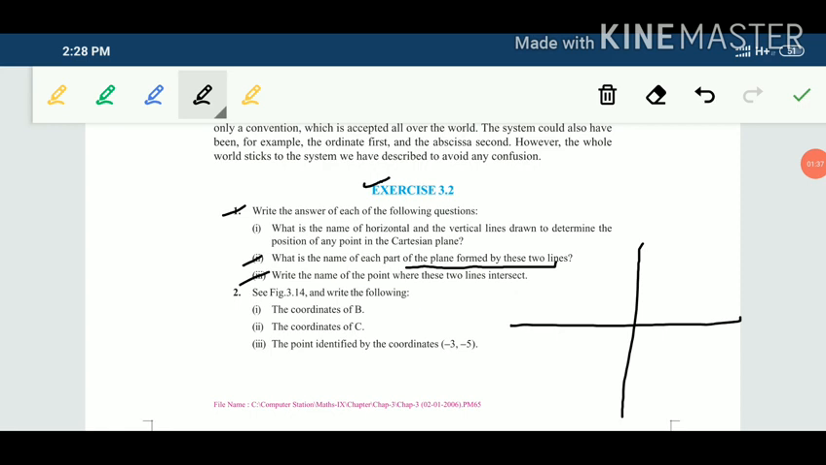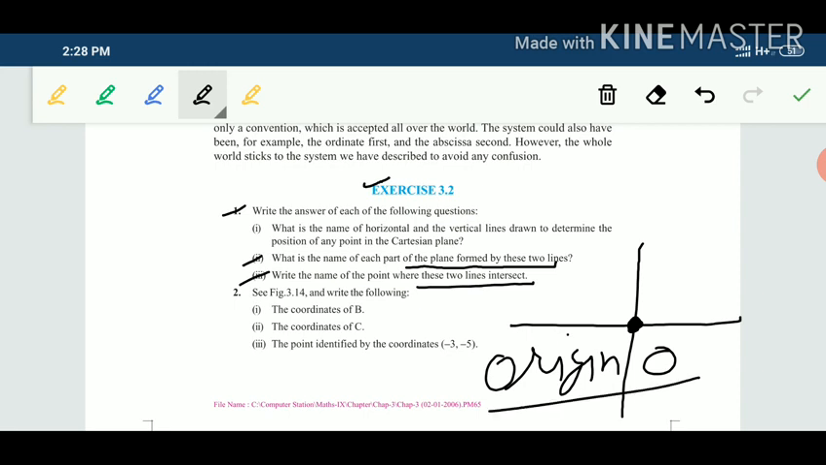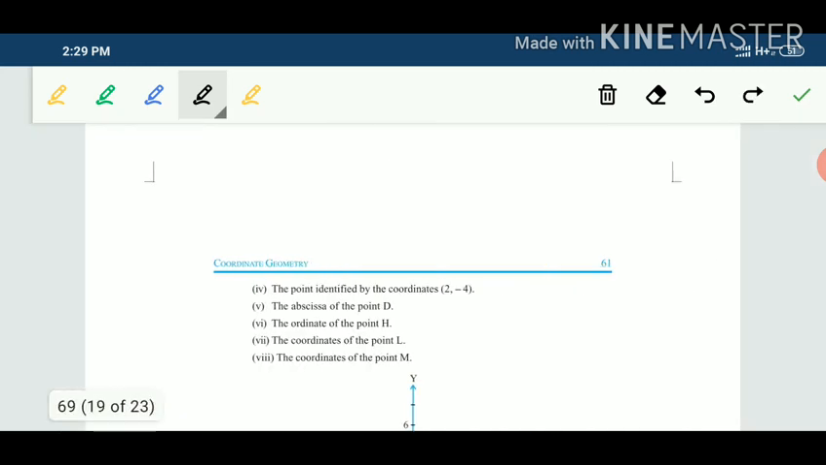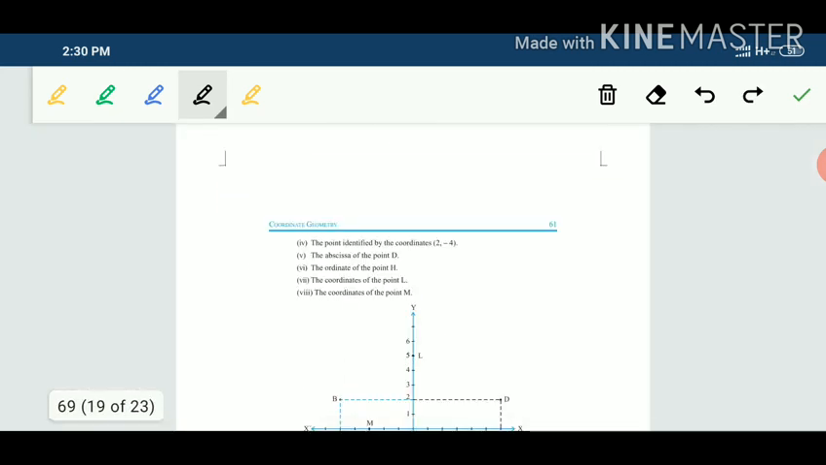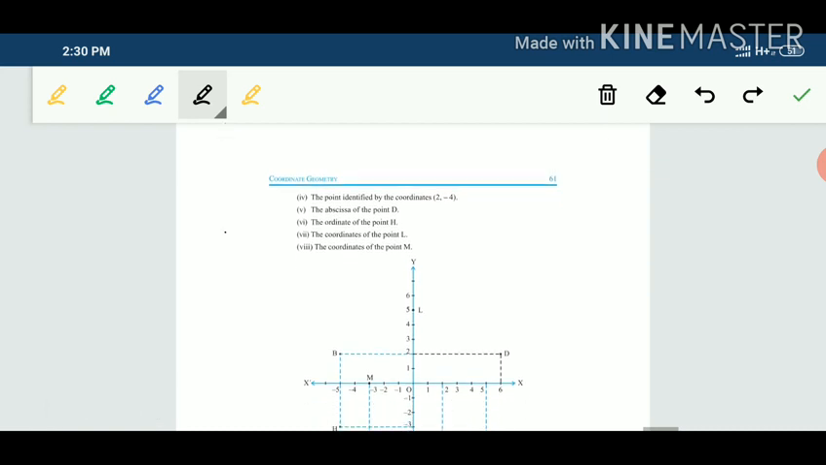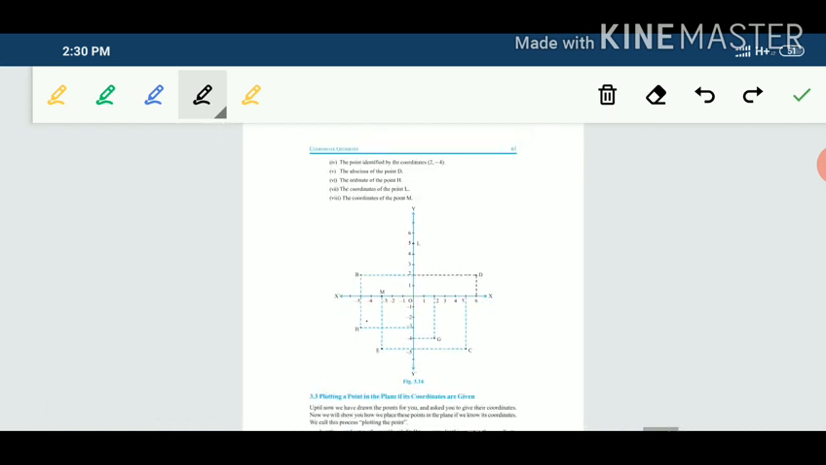Third part is, write the name of the point where these two lines intersect. This is the point where these two lines intersect. Name of this point is the origin O. Second question is, see figure 3.4 and write the following. One figure is given on the next page and you have to find its coordinate values. Solve this question on your own.